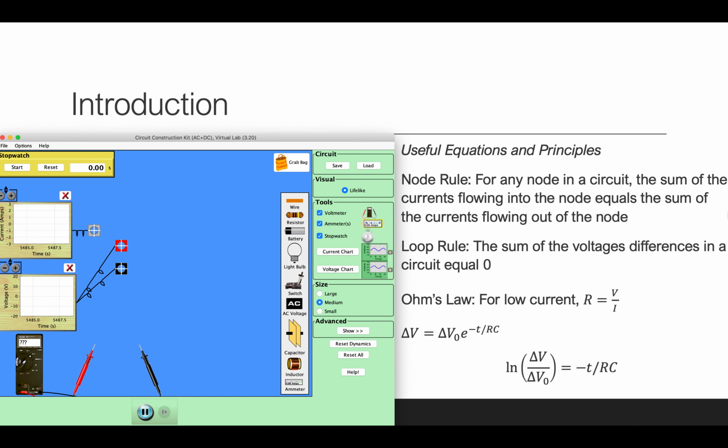Additionally, to understand the relationship between resistors and capacitors, we know that the discharge of a capacitor follows exponential decay, so taking the natural log of this relationship gives us a plot that can help us determine our RC value, which is the time at which the voltage difference has dropped to 1 over e of its original value.